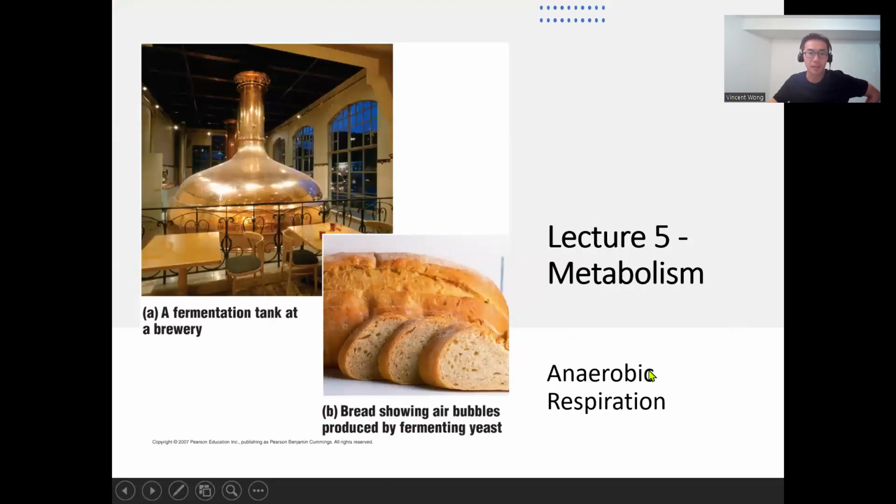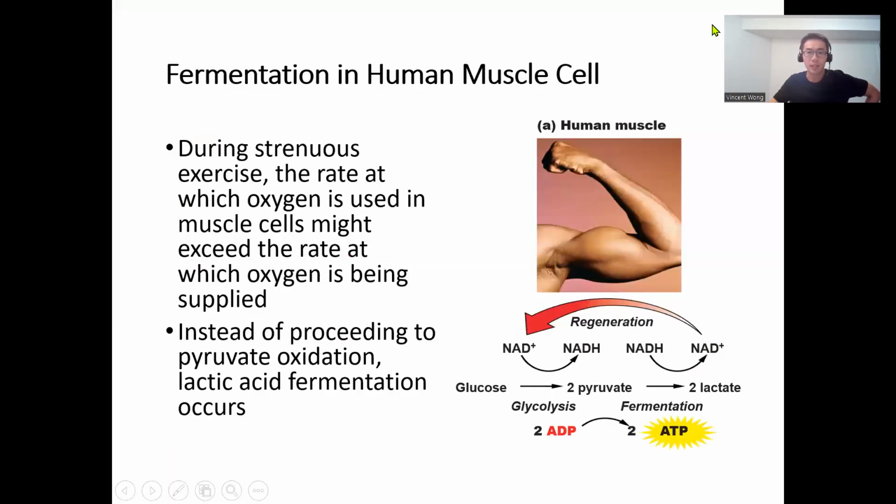Last part here, we're going to talk about fermentation. So in humans, when we are doing strenuous exercise, like think about running at full speed, you won't be able to keep that up forever. You may be able to run at full speed for 1 minute, 2 minutes, 3 minutes maybe, okay? But eventually you're going to reach a point where you will feel the burn in your legs and you just have no choice but to stop, right?